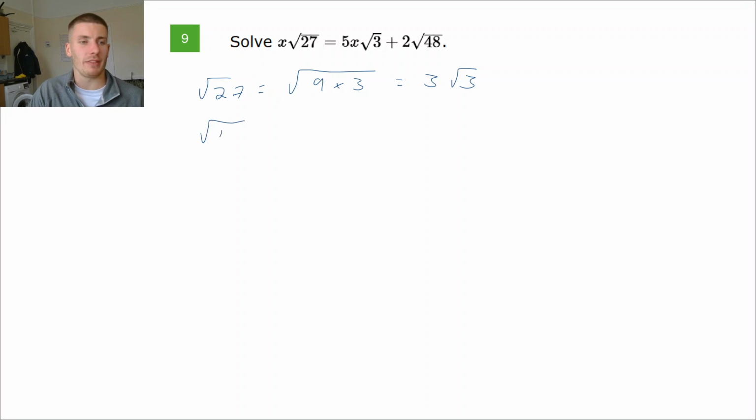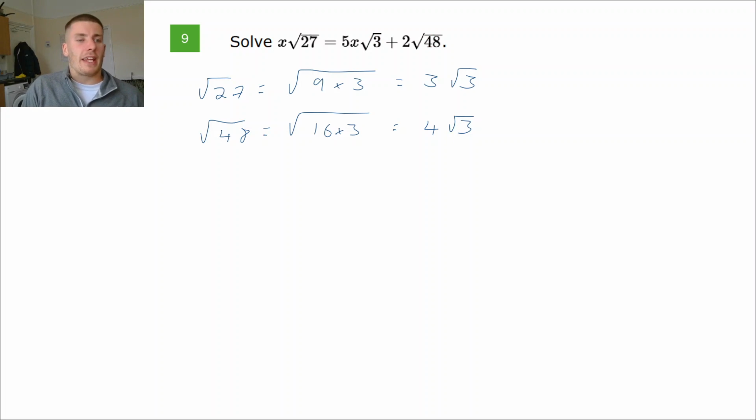Similarly, root 48, we've seen it before on a previous video, is equal to root 16 times root 3, which is equal to 4 root 3. But you can now see root 27 is in terms of root 3, and root 48 is in terms of root 3, which is perfect.